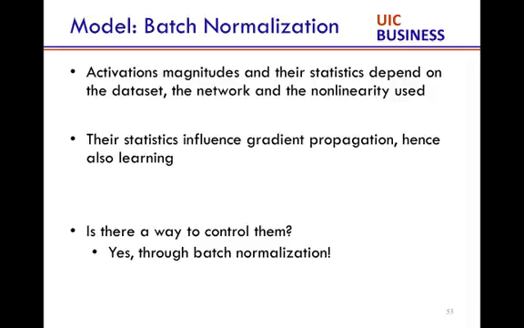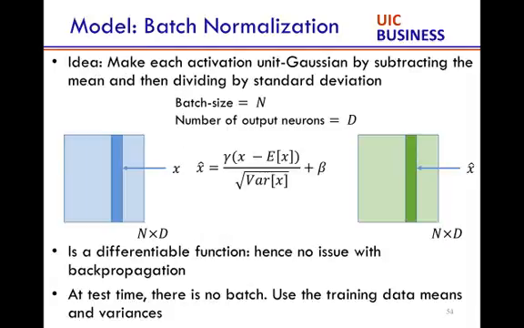So the question being asked in this solution approach to deal with the weights and gradient propagation issue is: is there a way to control these activation magnitudes and their statistics? If I can somehow manage to control these activation values and statistics, then maybe I can get the gradients to propagate really well. And the way we control these magnitudes and statistics is by something called batch normalization.